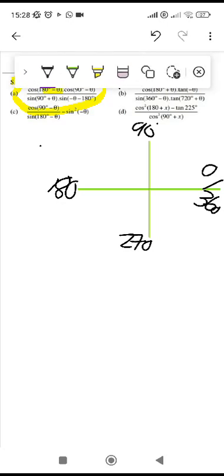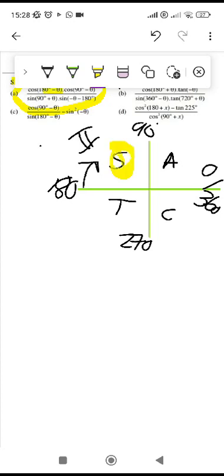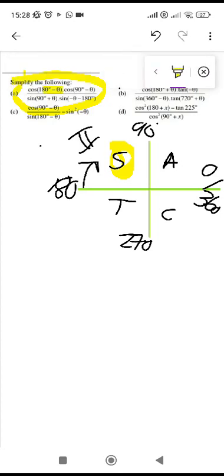We discussed this in one of our previous videos. 180 minus puts us over here. This is our second quadrant, and we know sine is positive there. Let's add C, A, S, and T. So 180 minus puts us in our second quadrant over here. So the first thing we do, we look inside our bracket. We see which quadrant does this put me in. For this question, 180 minus, we are in our second quadrant.